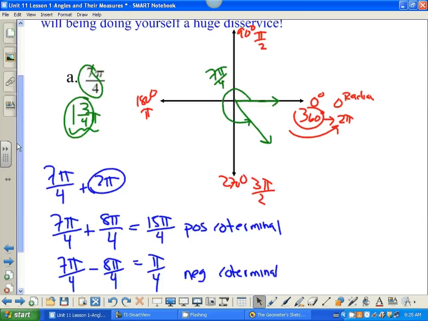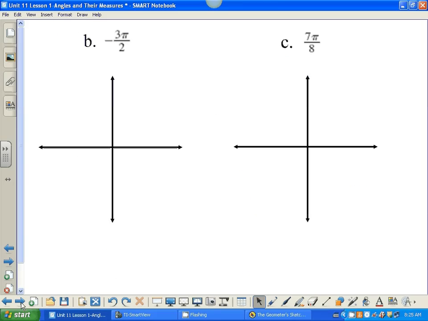Okay. All right. Negative 3 pi over 2. So here is my initial side. Now, this tells me I have to go in a negative direction. So this is a distance of negative pi over 2. This is going to be a distance of another negative pi over 2, so negative pi. Here is another negative pi over 2, so this is a negative 3 pi over 2. So this is the angle negative 3 pi over 2.